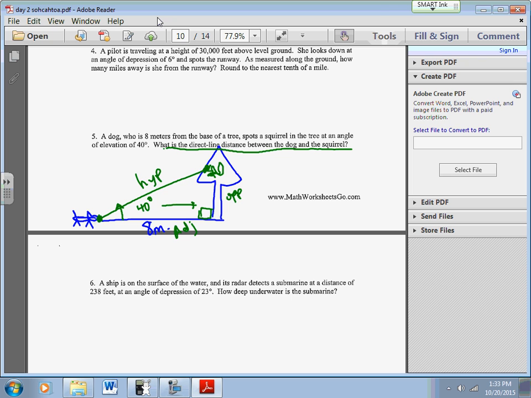Okay? And you guys realize that the opposite side is the height of the tree? It's not asking you for the height of the tree. It's asking you for the line that's direct from the dog to the squirrel. So which one is that one? Is this choice?